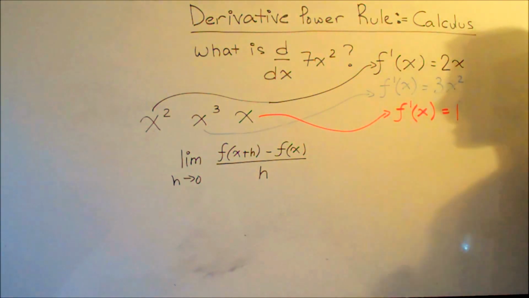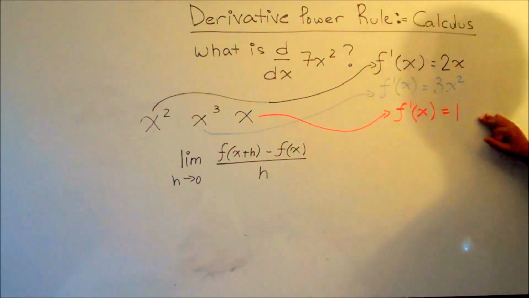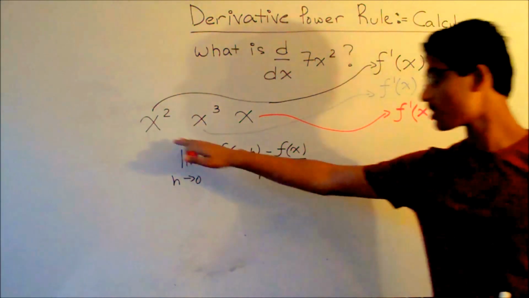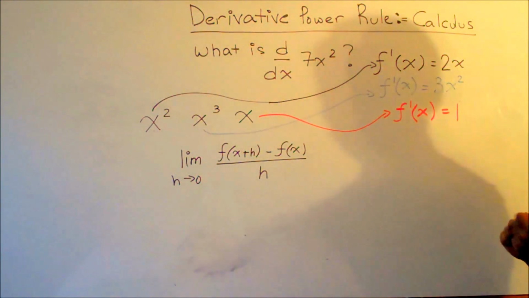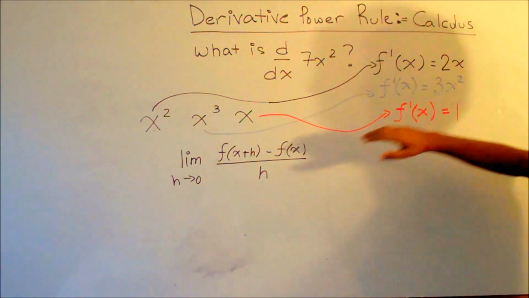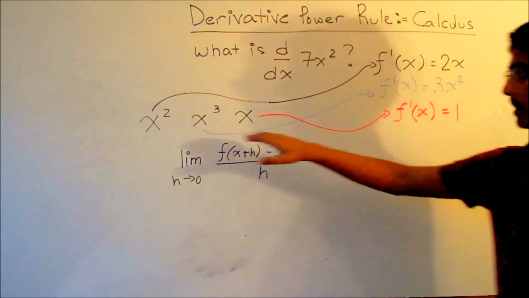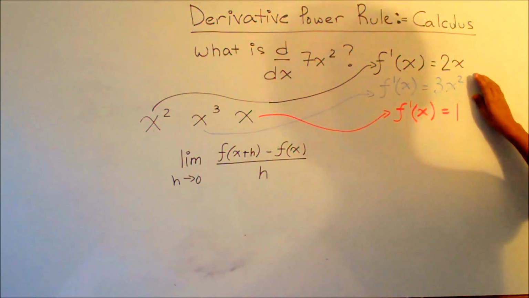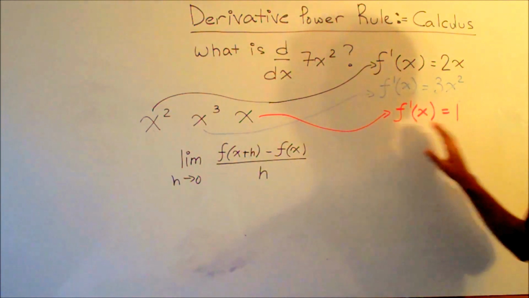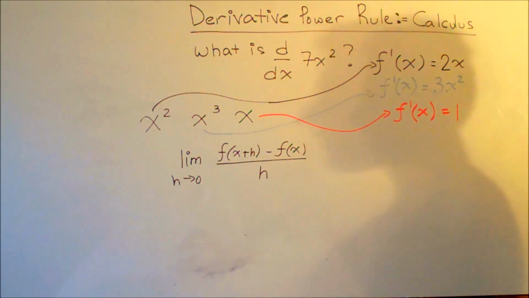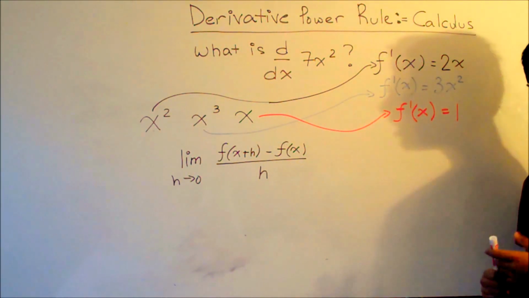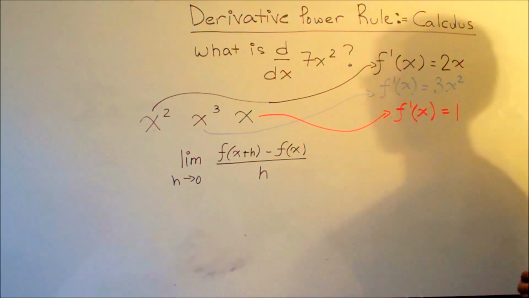So as we can see, there's a similar correlation between all three derivatives and their functions. From x squared, we get 2x. From x cubed, we get 3x squared. And from x, we get 1. Let's try and figure out what the pattern is here. You can take a moment to pause the video to figure out the pattern.